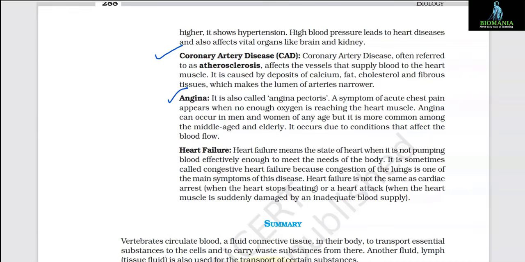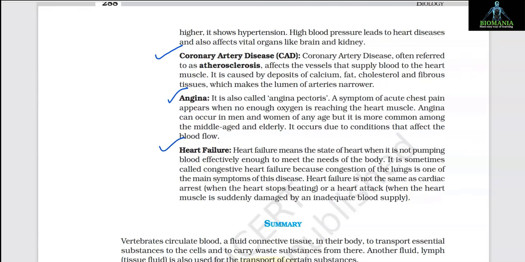Angina, it is called angina pectoris. A symptom of acute chest pain appears when not enough oxygen is reaching the heart muscles. Angina can occur in men and women of any age, but it is more common among the middle-aged and elderly. It occurs due to conditions that affect the blood flow.